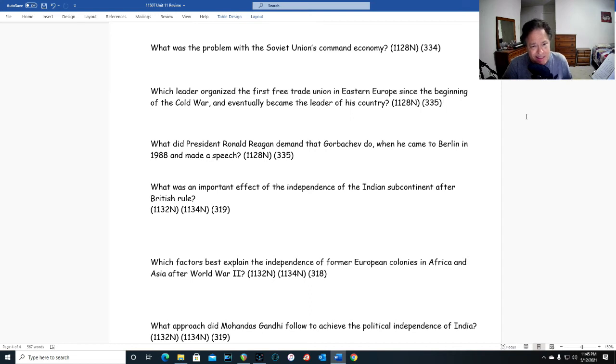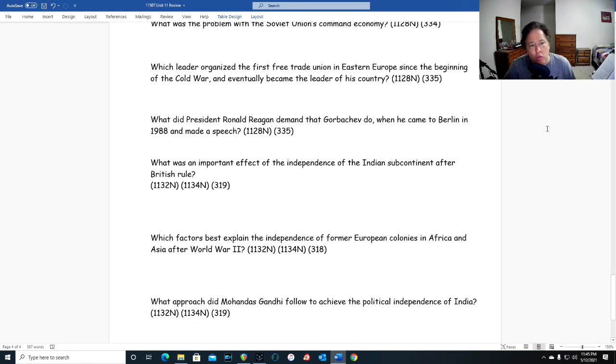Makes no sense. And so Lech Walesa actually got the first free trade labor union in Eastern Europe organized since the beginning of the Cold War. And that was a huge blow to communism because communism is supposed to be in support of workers. A labor union shouldn't be necessary to protect workers and represent workers. So I'm going a little farther than I wanted to with that one.